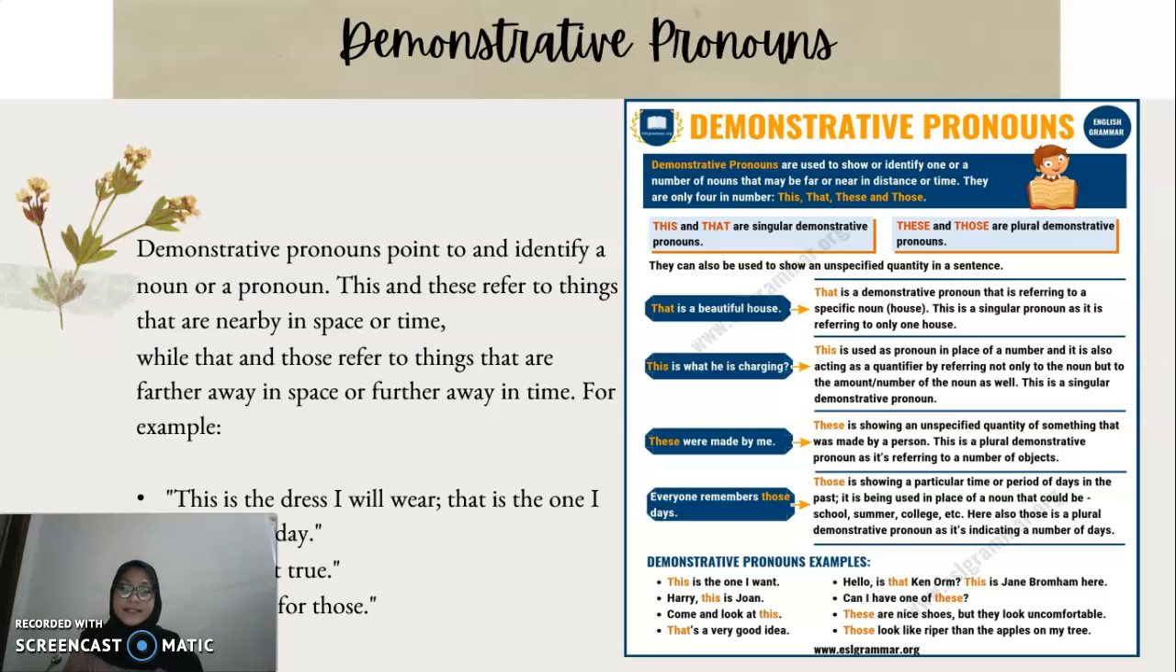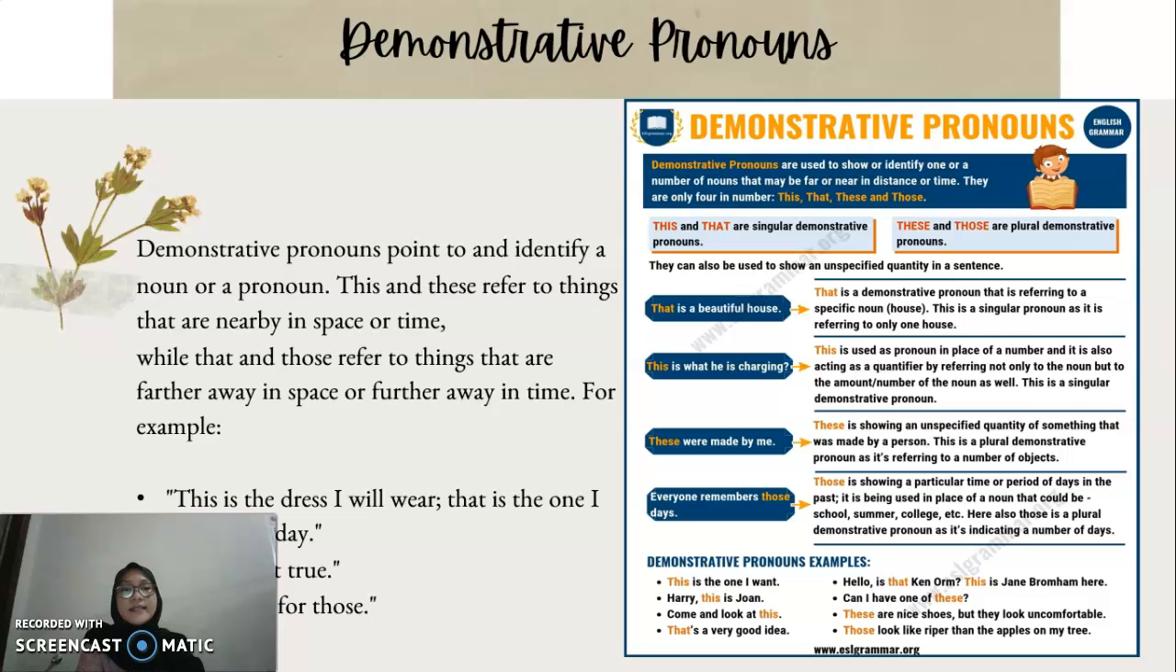Another example is, "These were made by me." These is showing an unspecified quantity of something that was made by a person. This is a plural demonstrative pronoun as it's referring to a number of objects.